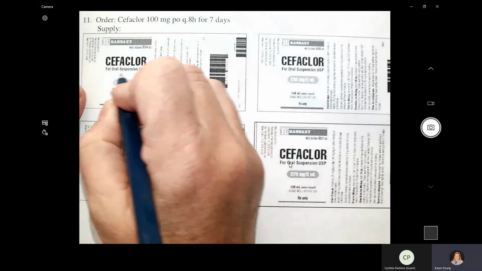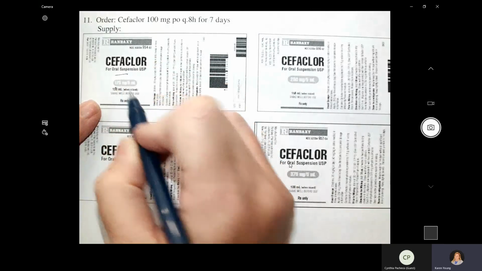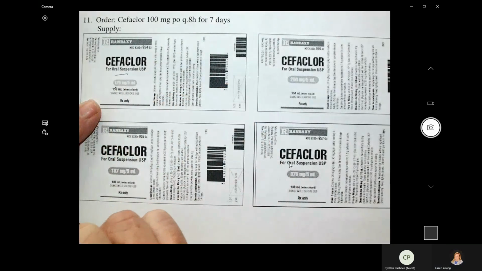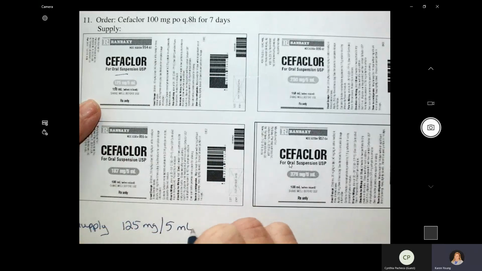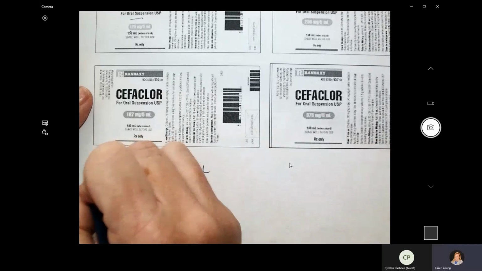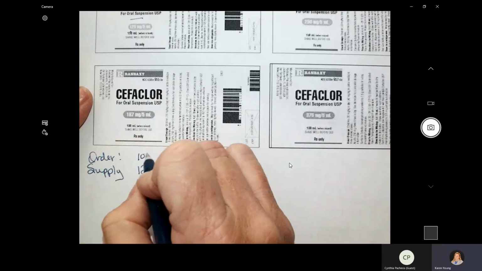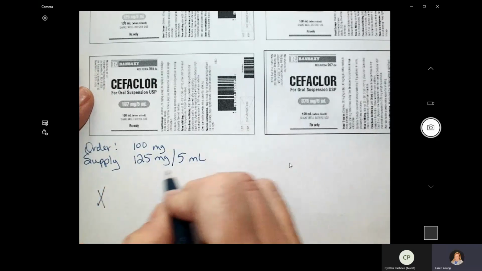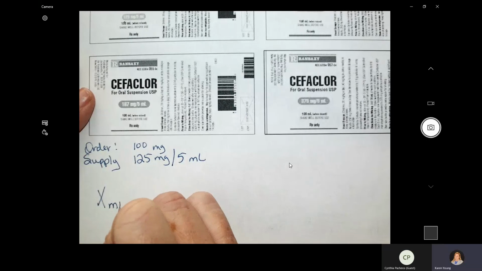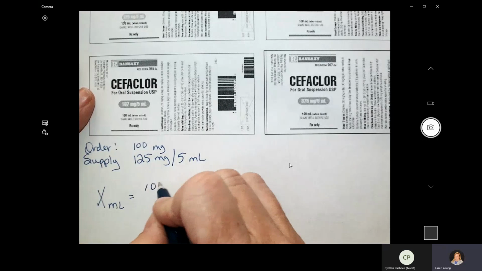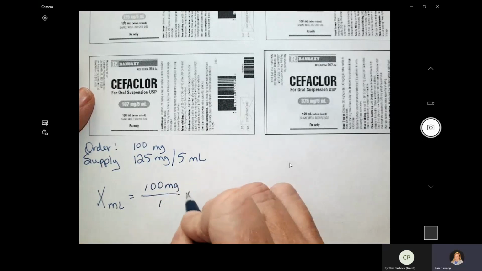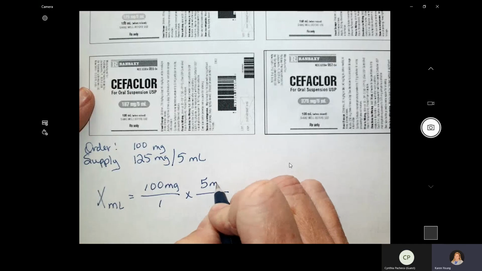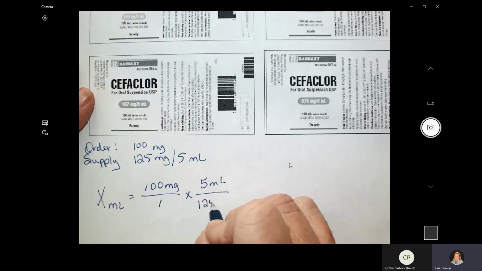So we're going to look at your oral suspension here. It's 125 milligrams per 5 milliliters. So the first one we're going to do, 125 milligrams per 5 milliliters. And we know our order is 100 milligrams. Okay. I'm looking for milliliters, which means that my form is going to be milliliters because it's a liquid. So my doctor's order, over one, my form, which is 5 milliliters, over my strength, which is 125 milligrams.